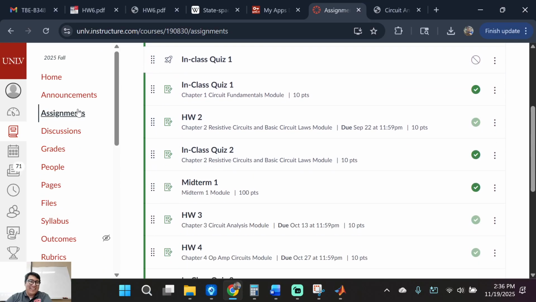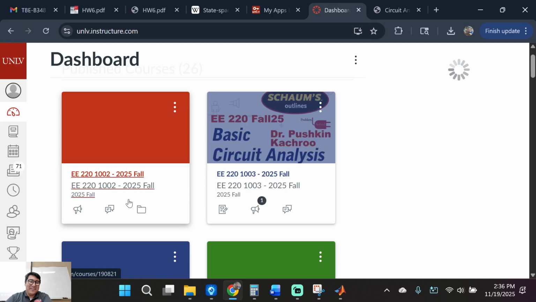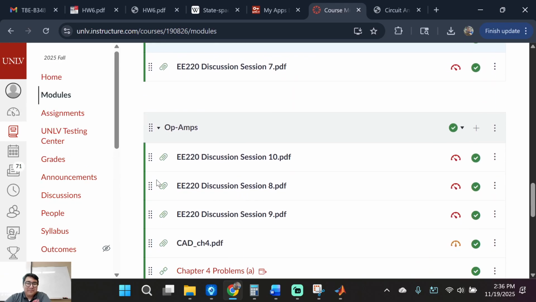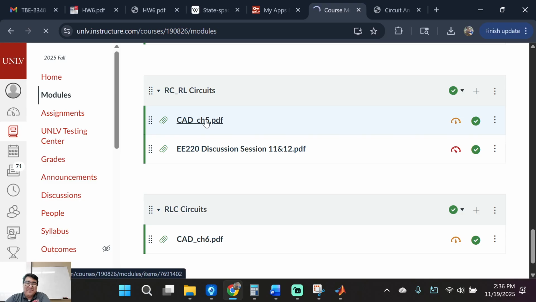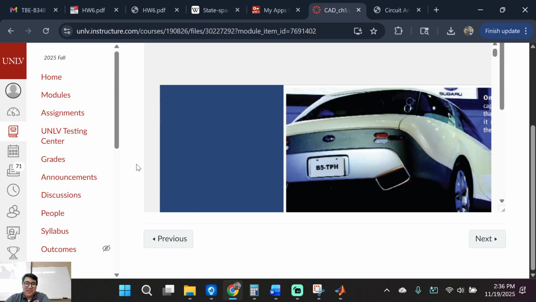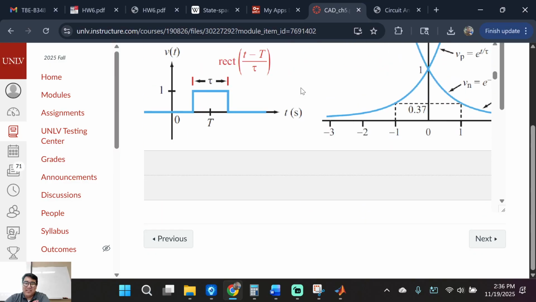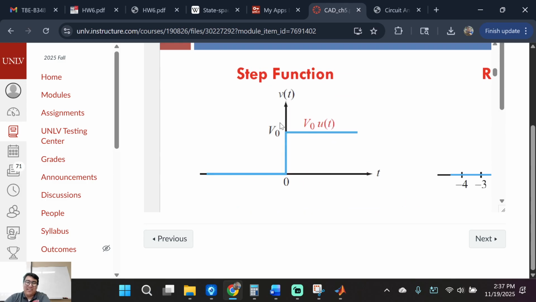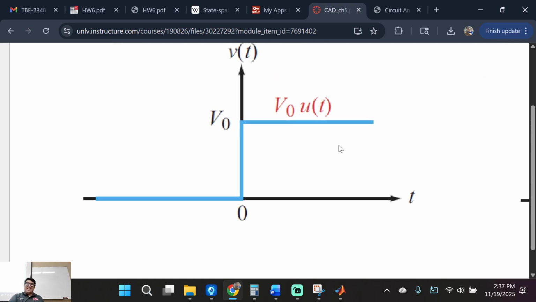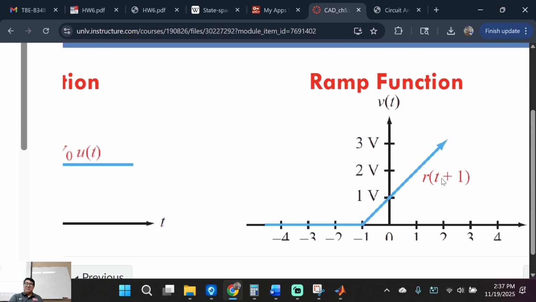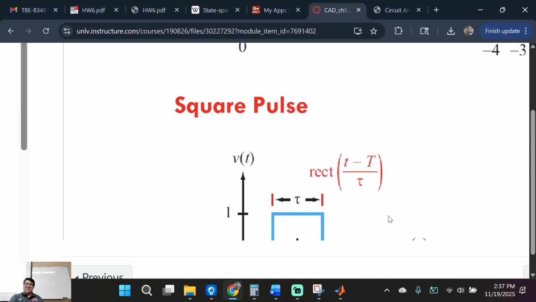I think so, because I've seen your notes. Let's see, prove me wrong. Did he talk about it? Modules, Chapter 5. Yeah, the ramp signal. Is there a unit step? Well, there it is, step function. You see that u of t right there? That's a unit step. So in other words, it turns on at t equal to 0. The ramp function turns on at t, whatever that is.